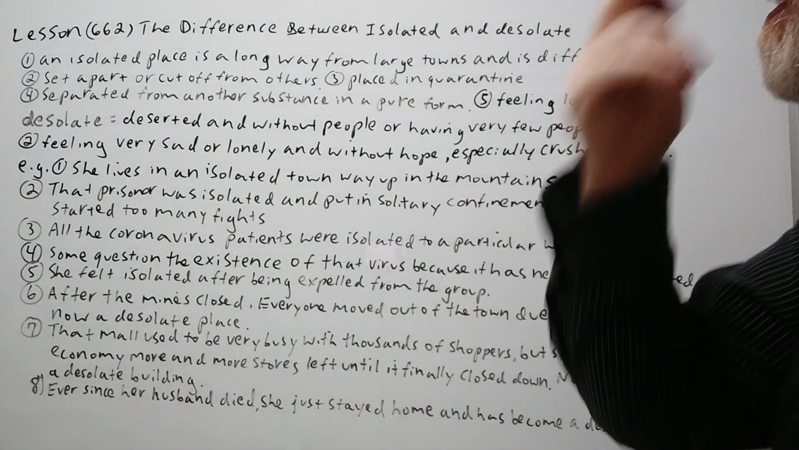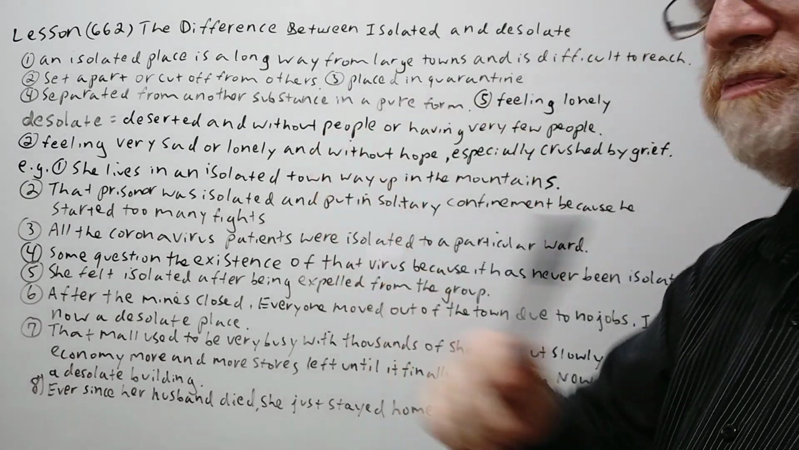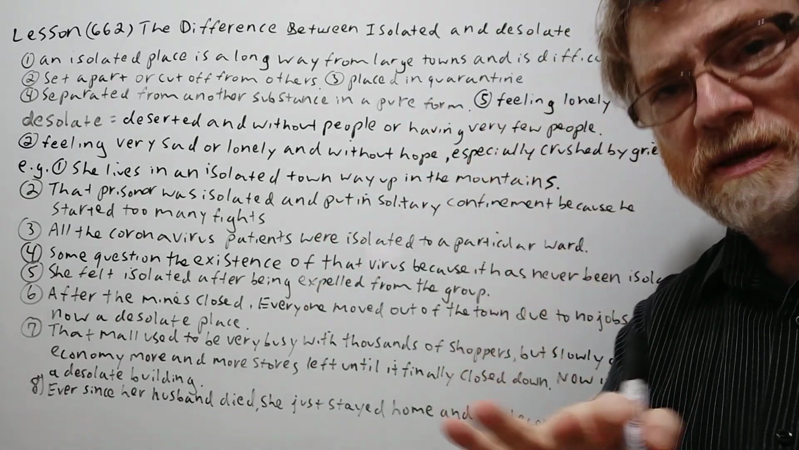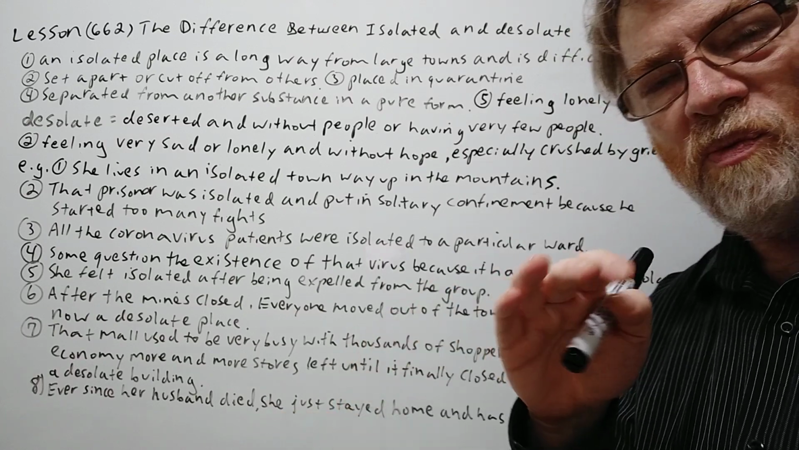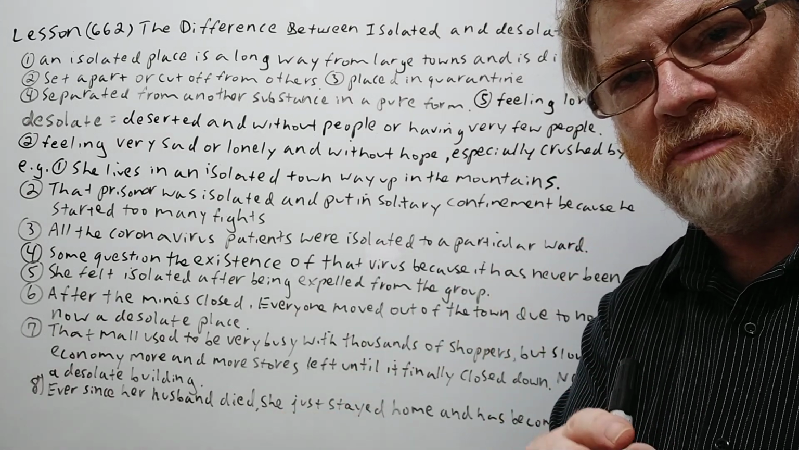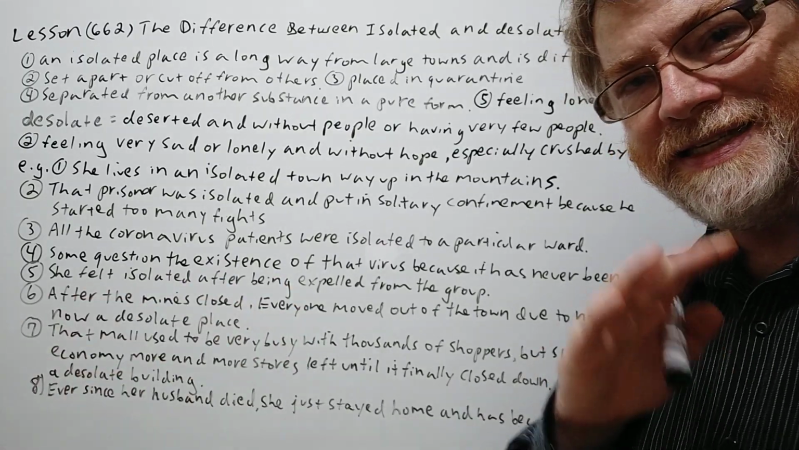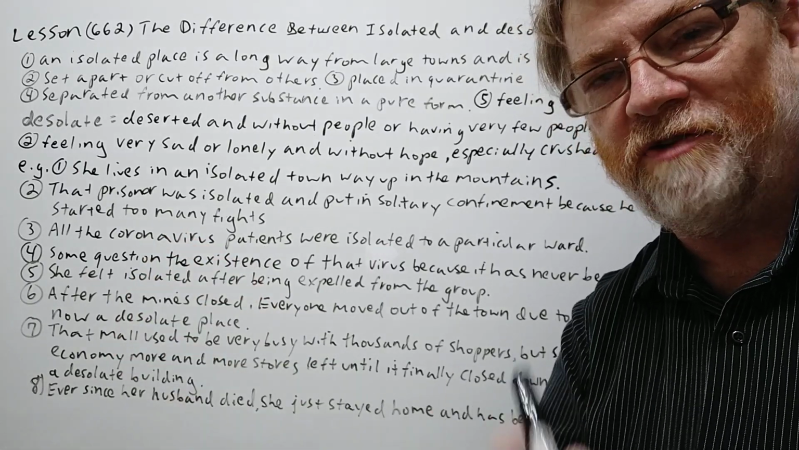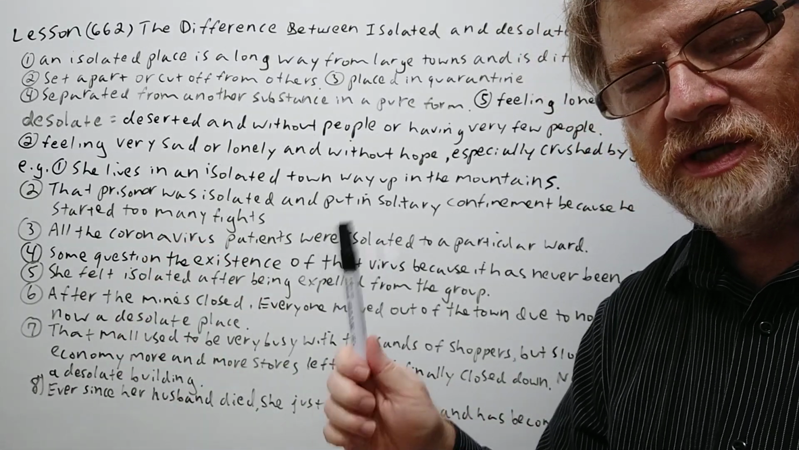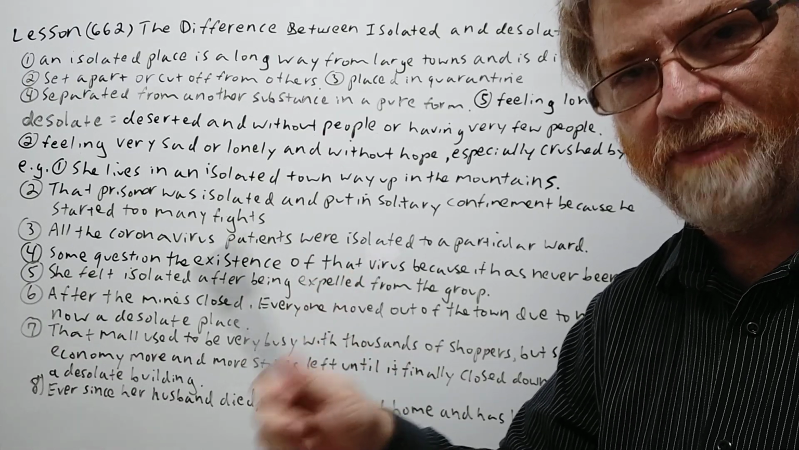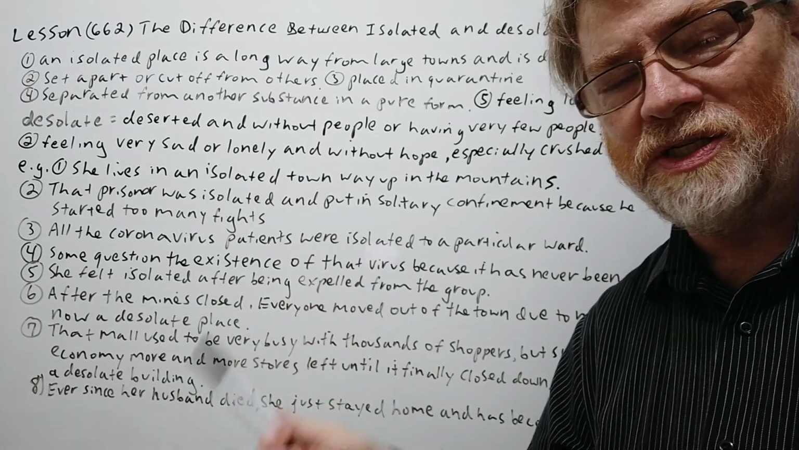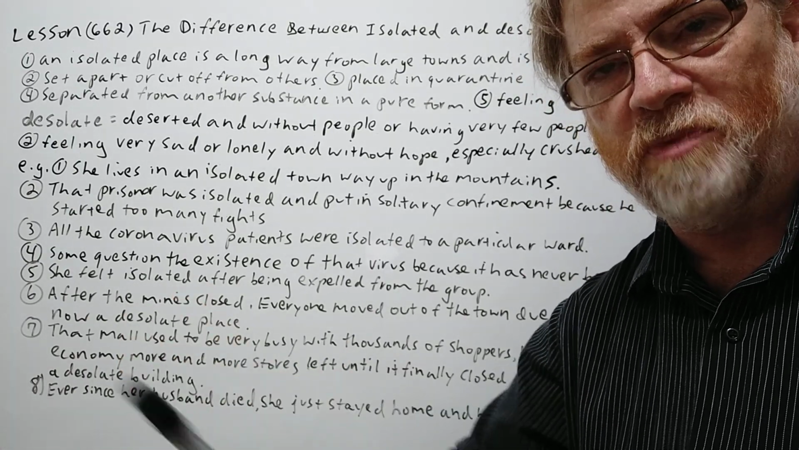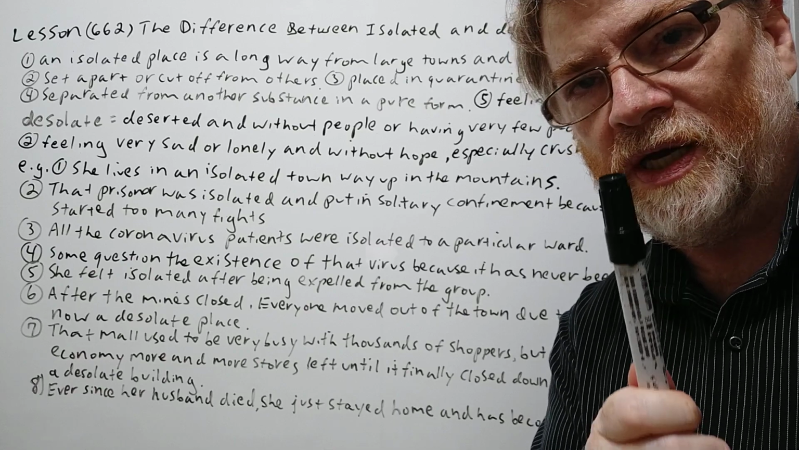Let's get right to it. An isolated place is a long way from towns and it's difficult to reach. Both of them could have something to do with place, but with isolated, the focus is more on distance. This town is way far away from other areas where large populations of people live. To be honest, most of the time if we say that town is isolated, it probably has a smaller population, but it could still have hundreds or thousands of people there, just very far away from other places. So distance is the focus with isolated.